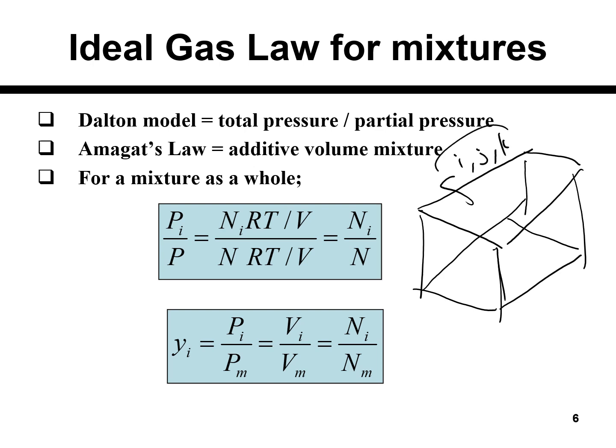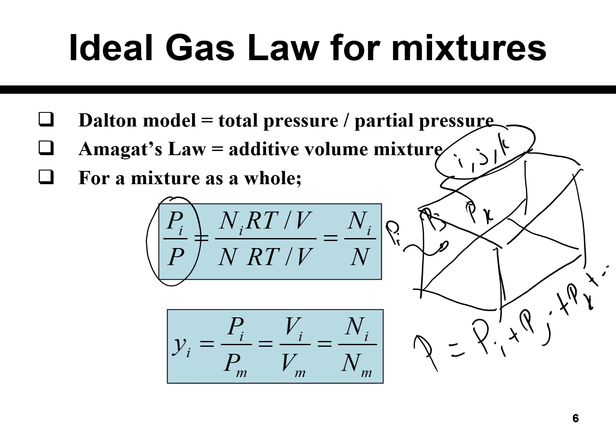So this is a mixture of gas components, where each component will bring its own pressure: pressure I, then pressure J, and then pressure K. The fraction pressure for each component can be determined by Dalton's law, which is given by the ratio of the individual pressure divided by the total pressure, where the total pressure is contributed by Pi plus Pj plus Pk and so on.